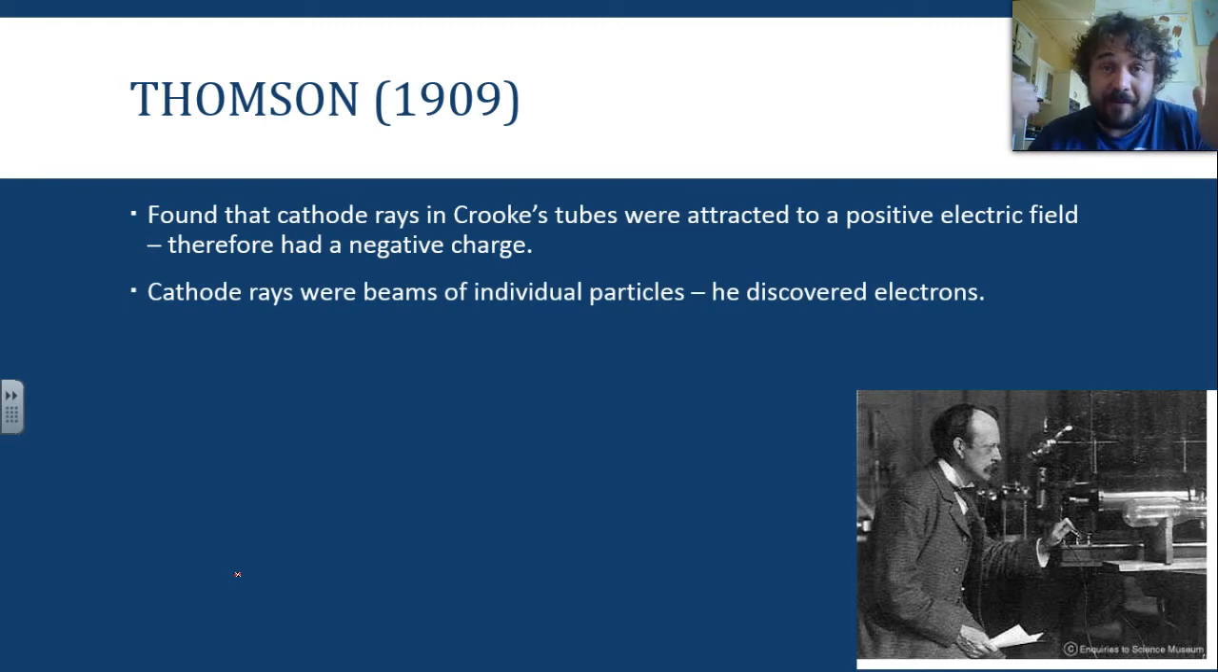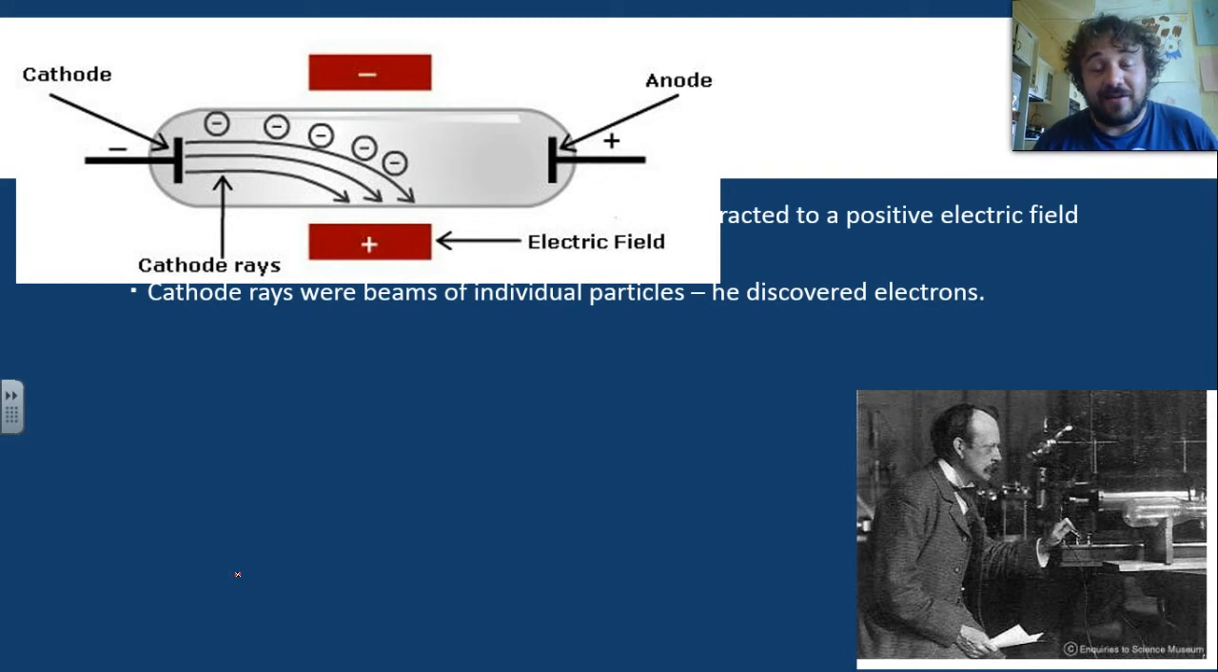We know they were particles because they had mass, because they could move the vane. And this means he discovered electrons. So, winner, chicken dinner. That's pretty exciting. It looks like this, okay?